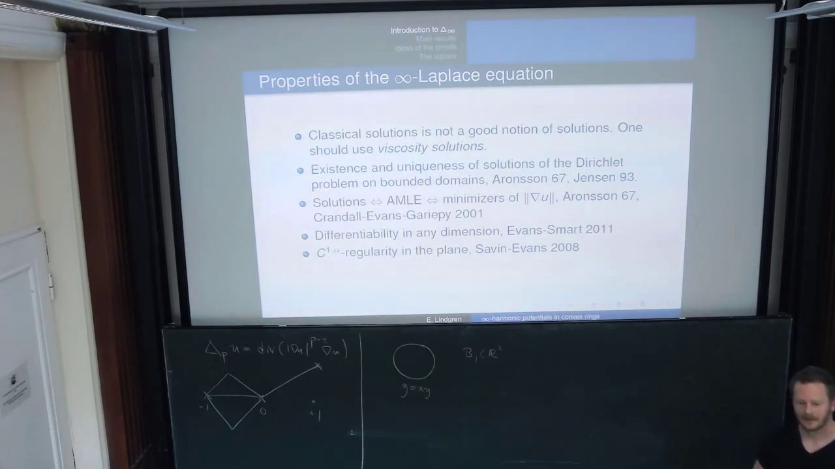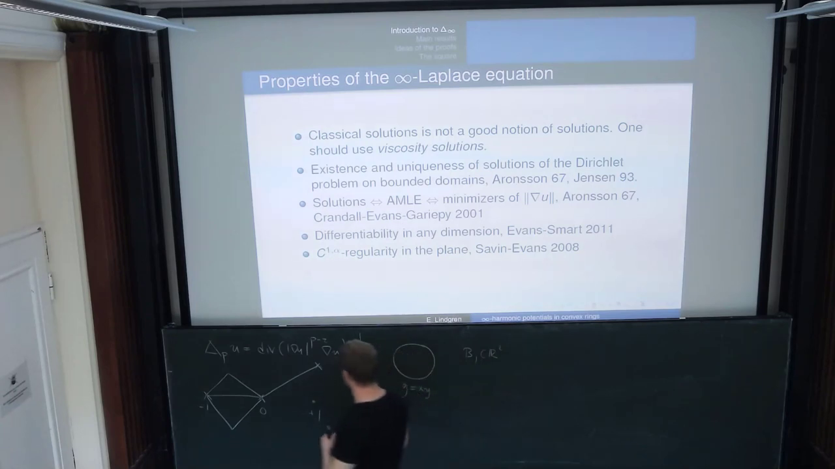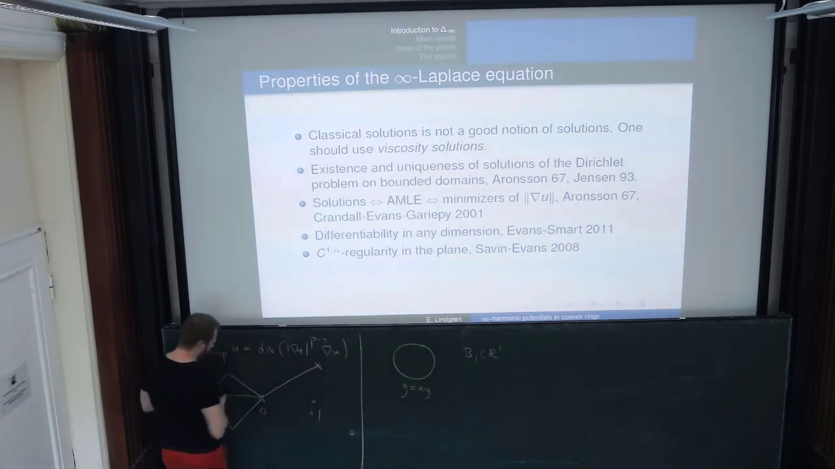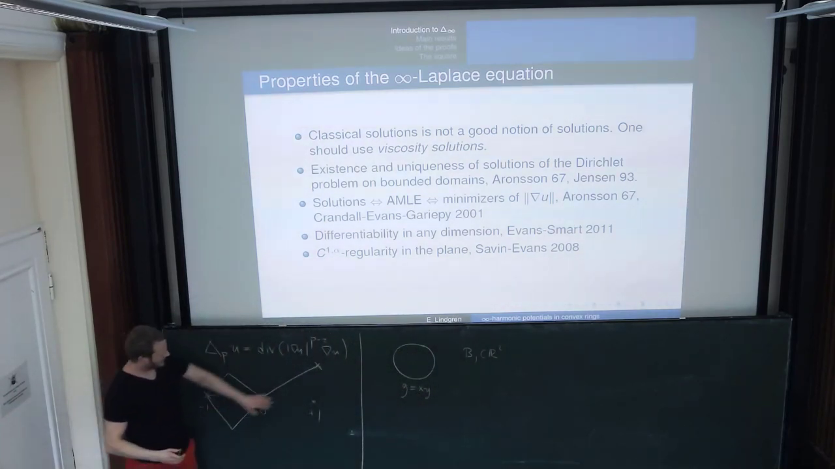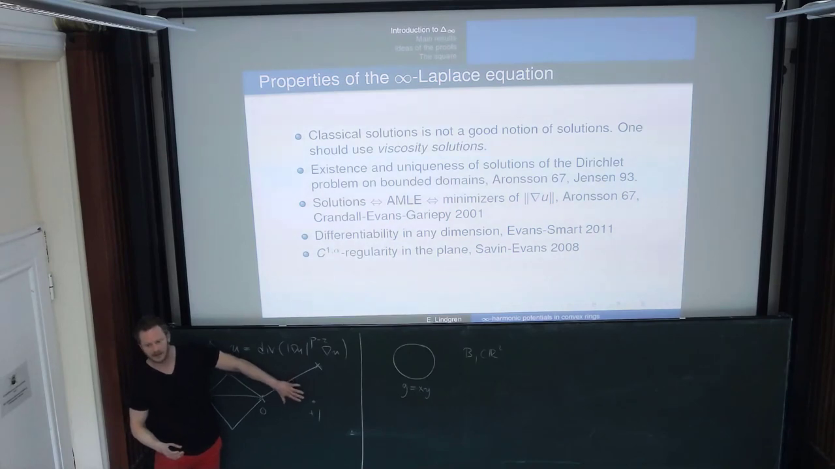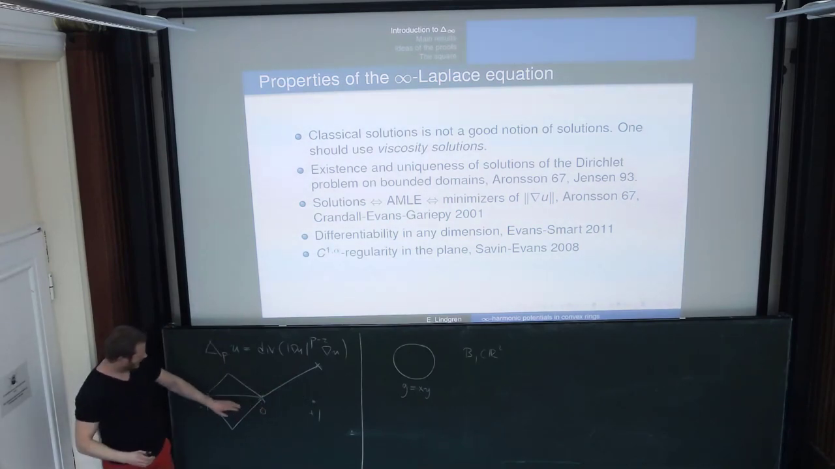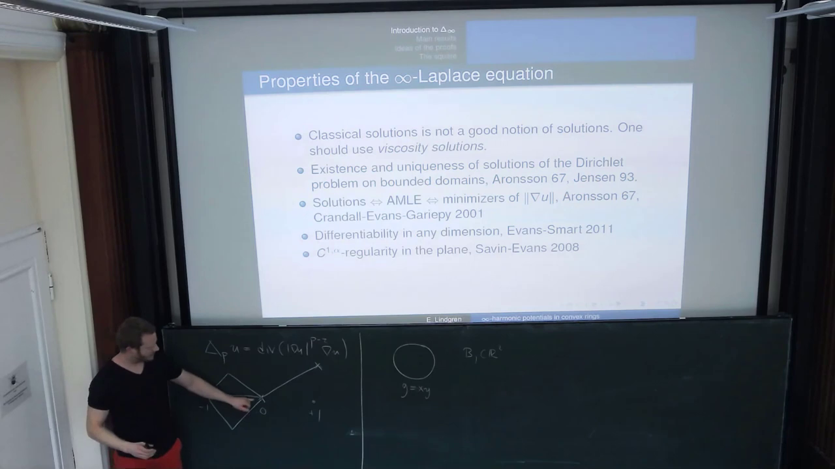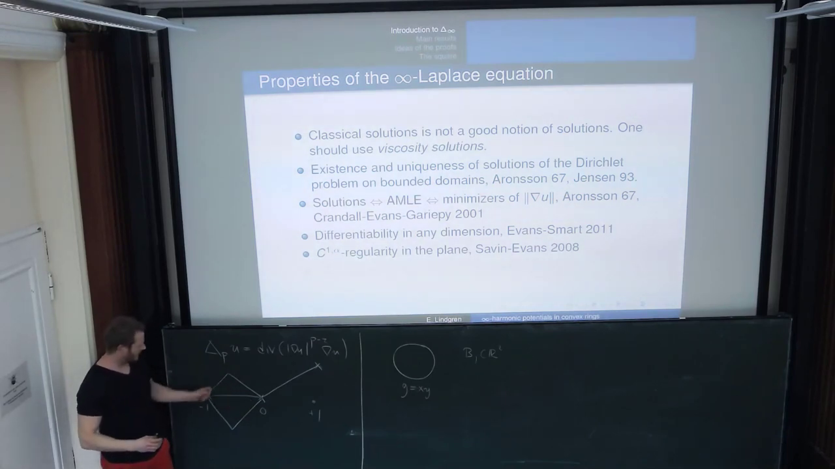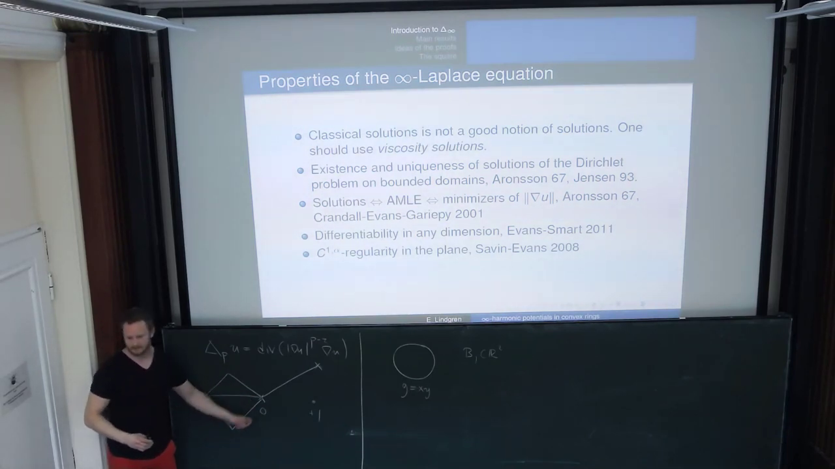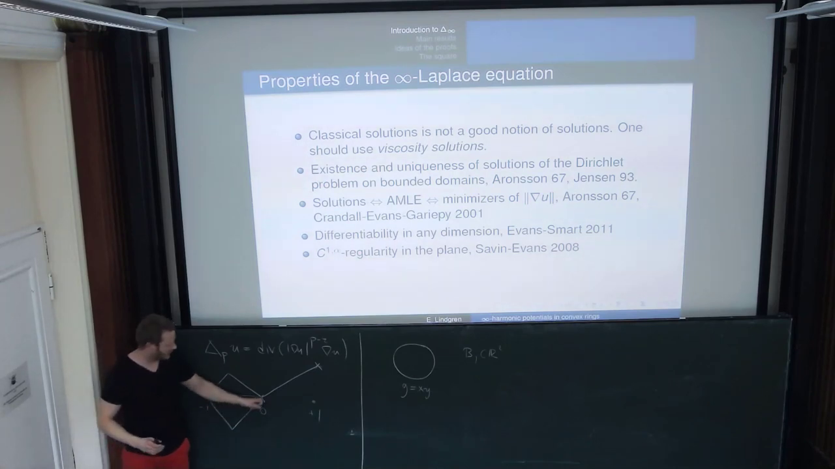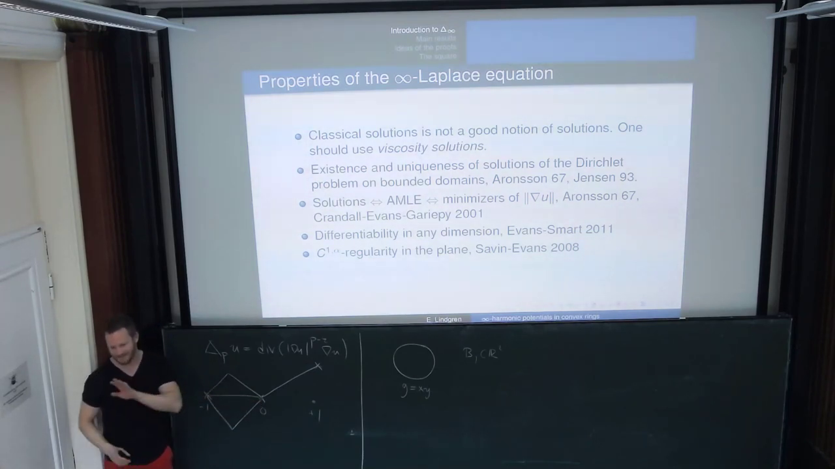How does differentiability intersect with the example which you have shown? There's no problem here because it's a solution here, and here it's even analytic. Here it's zero, so it's very regular. But these are not solutions. It's not a solution at this point, but this is the boundary point.